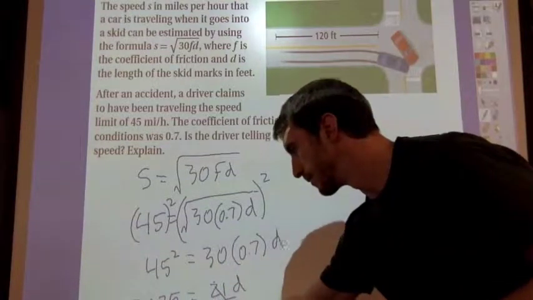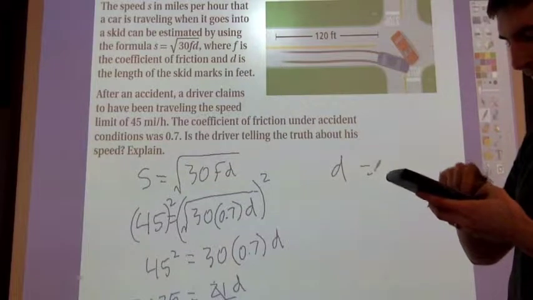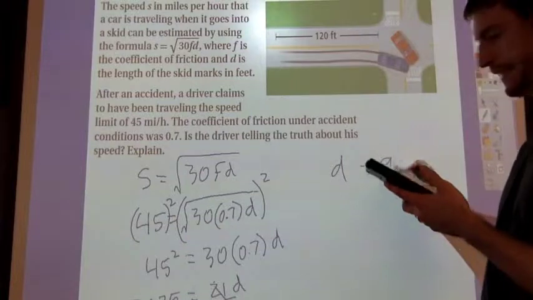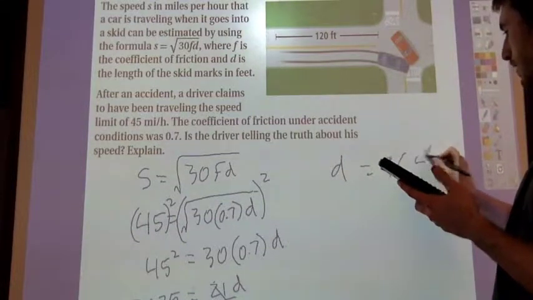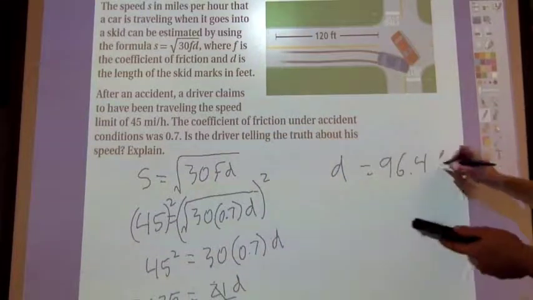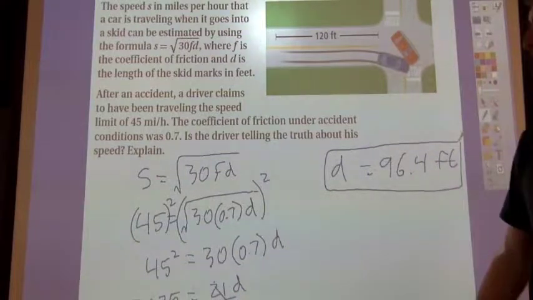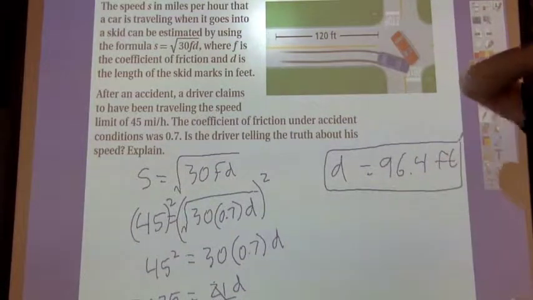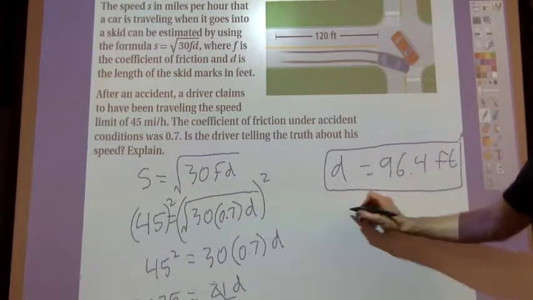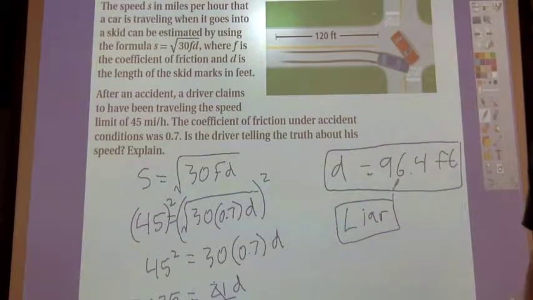Sorry about that. And we have a distance of 96.4, and this is in feet. Okay, so if he was going 45 miles an hour, his skid marks would have been 96 feet. But as we can see, they were 120 feet. So this guy is a liar. He's probably going 60.